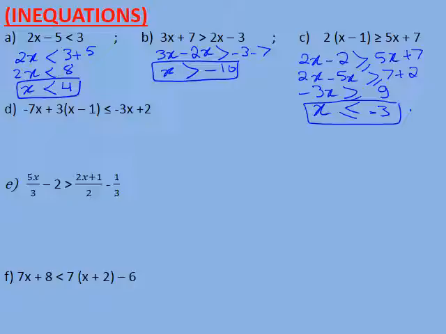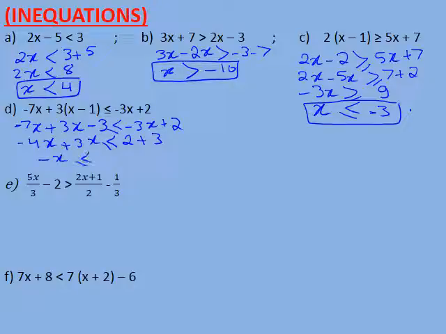The next one: minus 7x plus 3x minus 3 is less than or equal to minus 3x plus 2. Continue. Minus 4x minus 3, get the minus 3x to the other side, plus 3x less than or equal to 2 plus 3. Minus 4x plus 3x is minus x, minus x is less than or equal to 5. We divide both sides by minus 1. The sign is reversed, it becomes x is greater than or equal to minus 5.